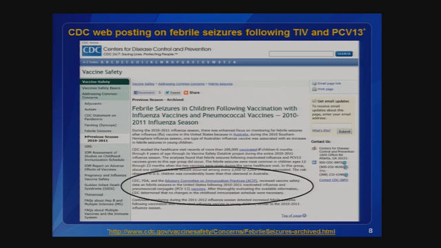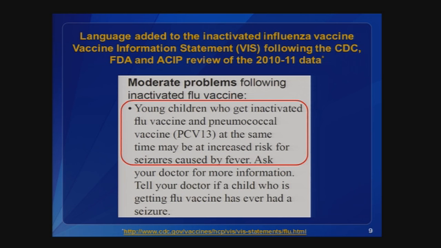So CDC, FDA, and ACIP reviewed the data during the 2010-2011 season, and after evaluating all the information, CDC determined that no changes in the childhood immunization schedule were necessary, and we posted this information on the CDC website. We also updated the vaccine information statement for TIV for the following season to include this language: young children who get inactivated flu vaccine and pneumococcal vaccine at the same time may be at increased risk for seizures caused by fever.